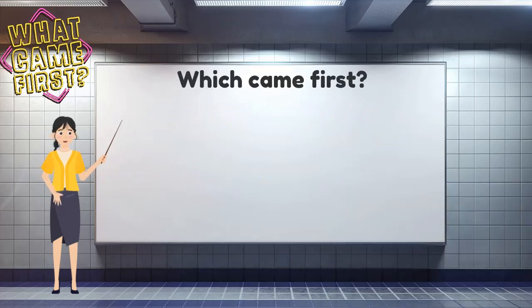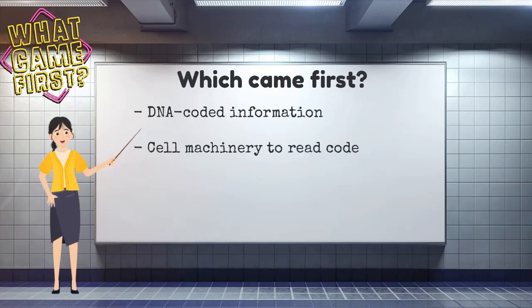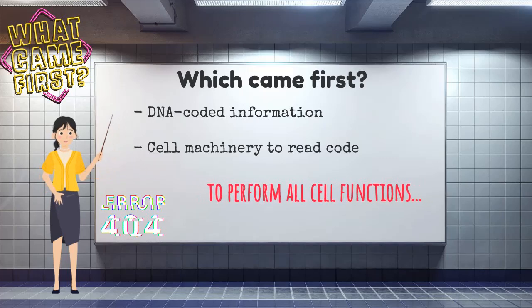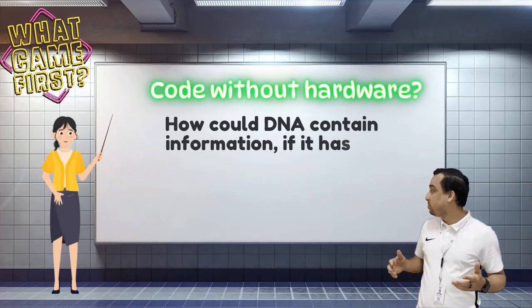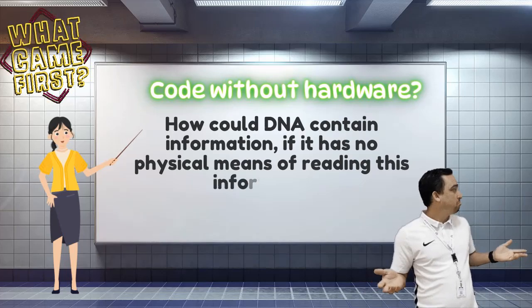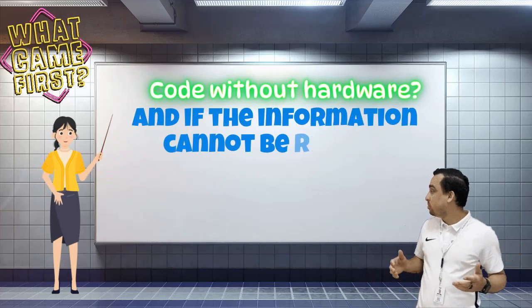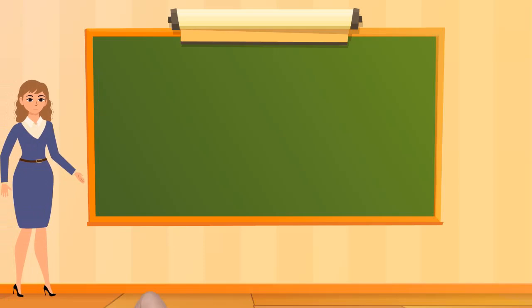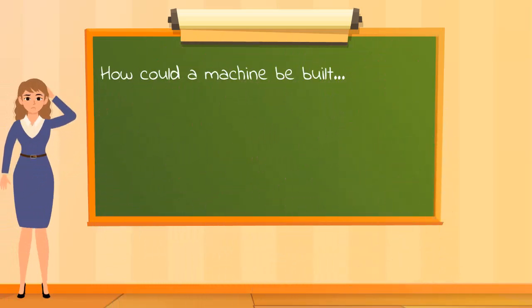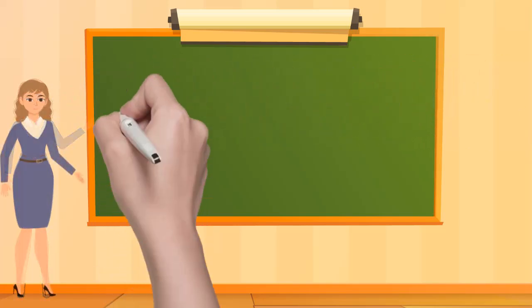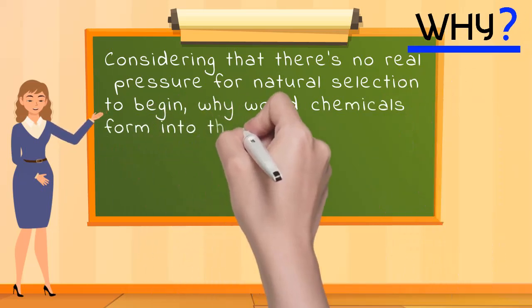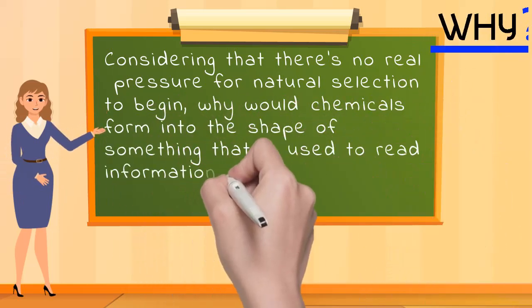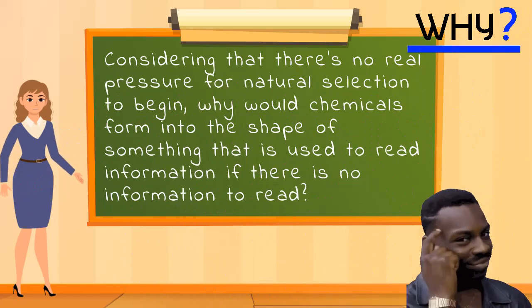Secondly, which came first, DNA-coded information, or cell machinery capable of reading this information to perform all cell functions? How could DNA contain information if it has no physical means of reading this information? And if the information cannot be read, it cannot be put to use. On the other hand, how could a machine be built? Wait, we can't say built, too close to design. Okay, considering that there's no real pressure for natural selection to begin, why would chemicals form into the shape of something that is used to read information, if there is no information to read?